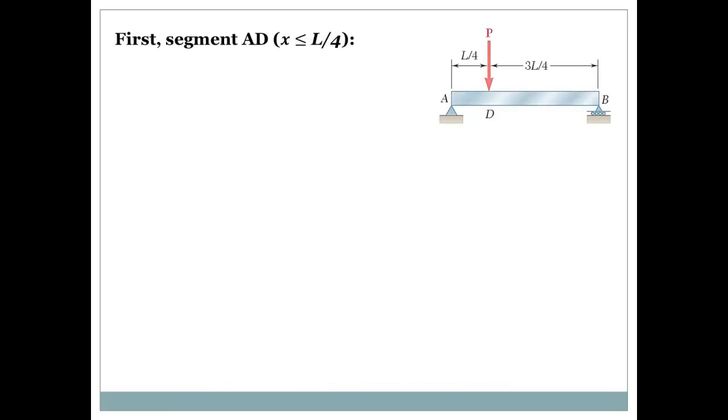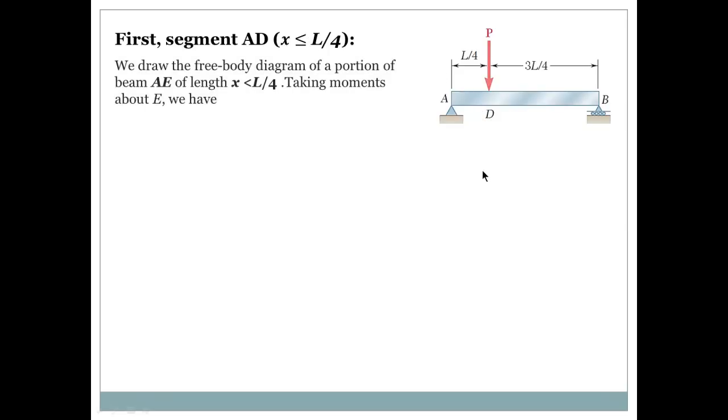Okay, the first segment: we're going to take a cut between A and D, so x is less than or equal to L/4. We draw the free body diagram. That's the free body diagram. Then we'll try to calculate M1. I skipped the steps where you can find the reactions. By now it should be easy for you to do.